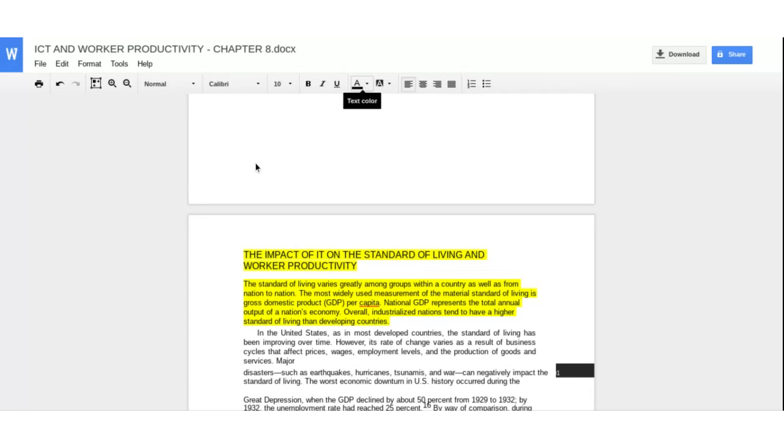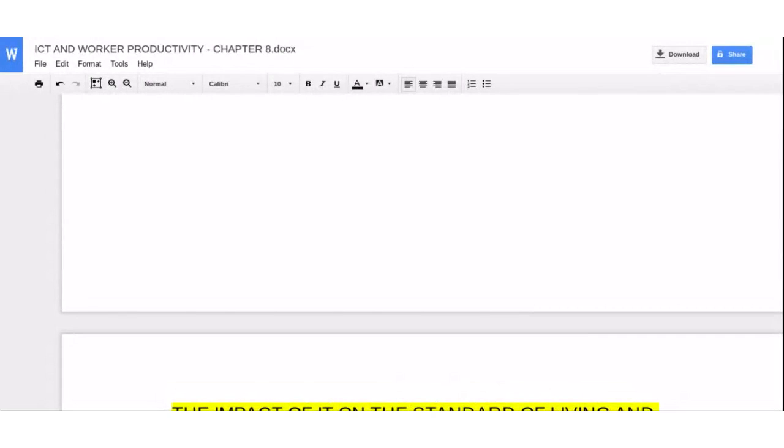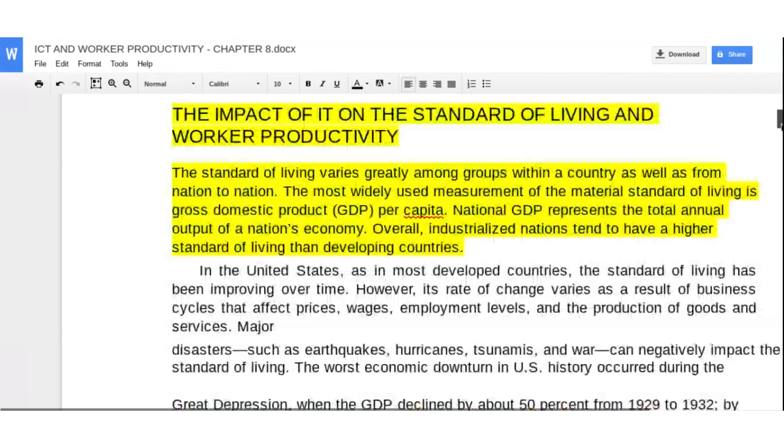So this particular document is about the same concepts, but it is approaching it from a different perspective. It is not highlighting so much the impact of ICT on employment per se, but it is focusing more on how ICT has impacted what it is calling productivity. So you're saying the impact of IT on the standard of living and worker productivity. It is not discussing so much whether employment has been affected or not. But I think it's a good document.